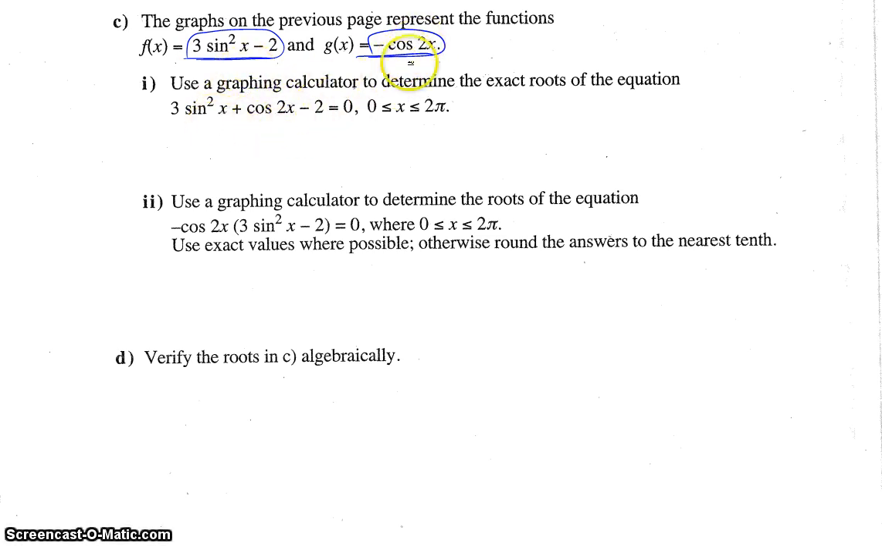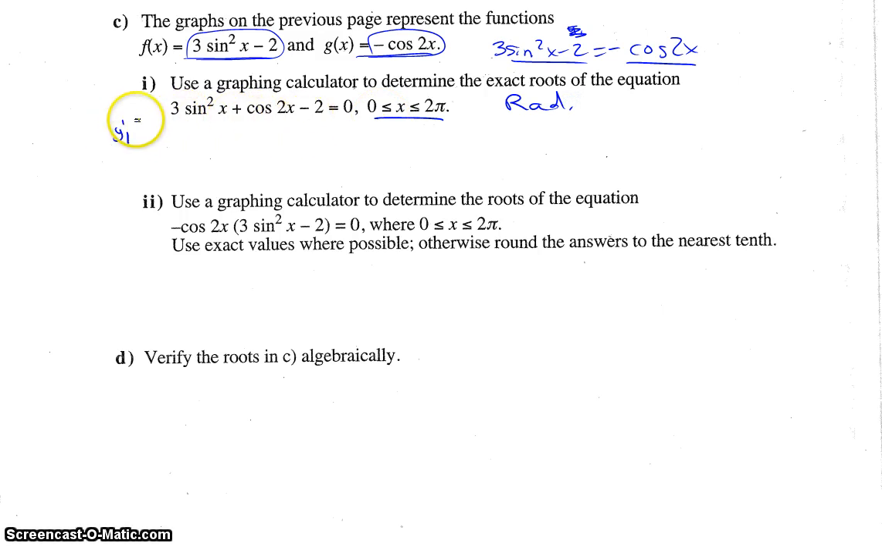So it looks like possibly that started off as 3 sine squared x minus 2 equals negative cos 2x, and then they added the cos 2x to the other side. So really what are we doing there when we're trying to solve that? We're trying to find where the intersection points are of those two graphs. Okay, so let's grab the graphing calculator, set your domain to that, make sure you're in radian mode, and you're going to put this in the calculator.